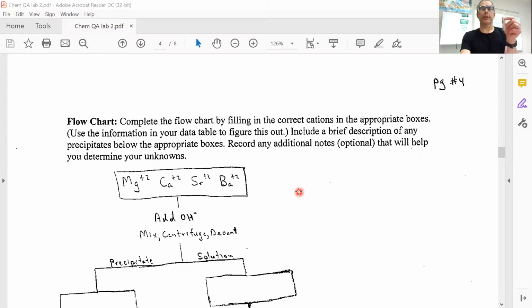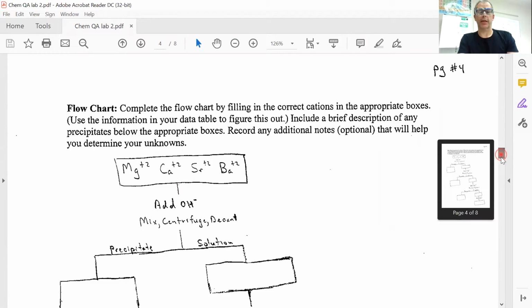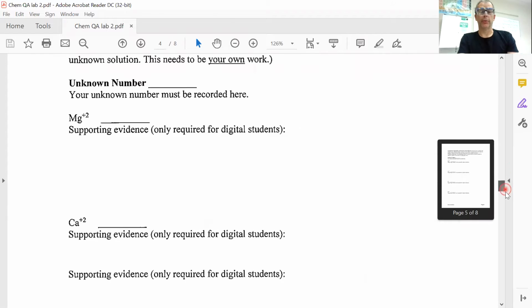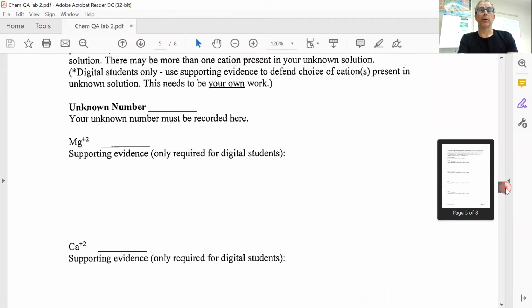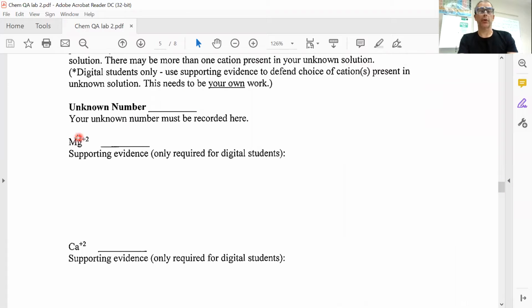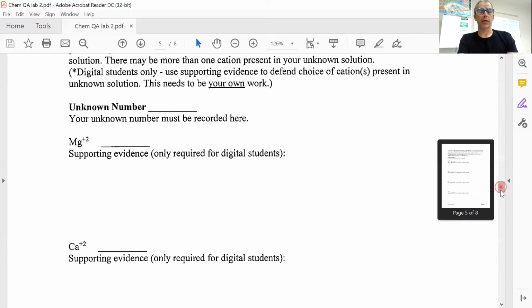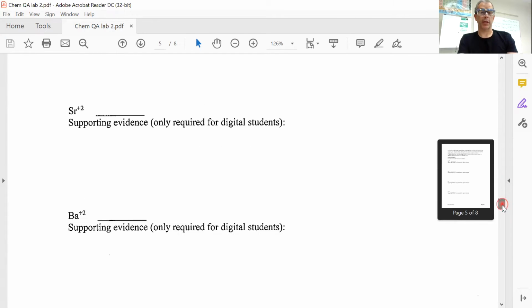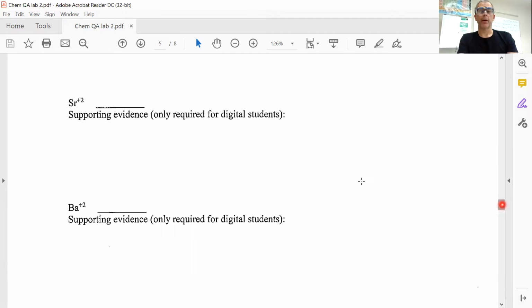And the ions are either magnesium or calcium or strontium or barium, or a combination of two of these ions or three of these ions or all four of these ions. So really what you're going to be answering is a yes or no for each of these ions. And we're going to test each one through the sequence of this flow chart. So you're going to put unknown D, you're going to do yes or no for magnesium, yes or no for calcium, yes or no for strontium, and yes or no for barium.